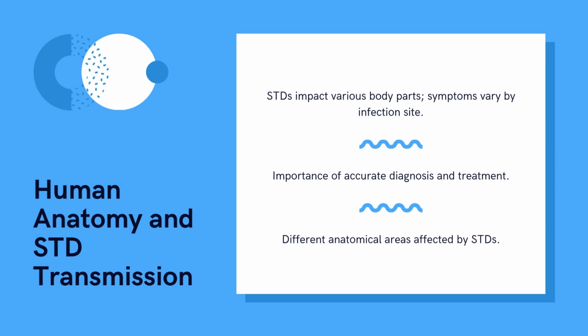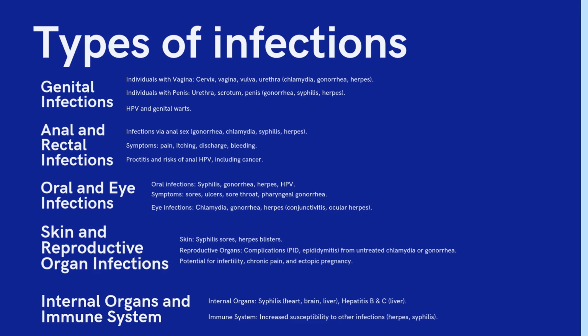Understanding how STDs affect various parts of the body is crucial for accurate diagnosis, effective treatment, and prevention strategies. Different STDs target different areas, and the symptoms can vary widely depending on the site of infection. Here's a more detailed look at the anatomy involved in STD transmission and types of infections. The genital area is the most common site affected by STDs.